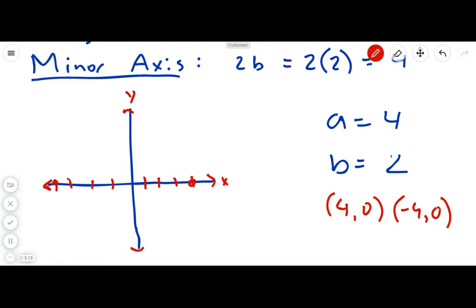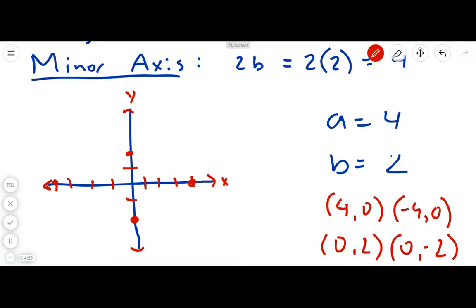Now we know for our b, which is 2. So we have the x-axis, right? Now we need to do the y-axis. So a is on the x-axis and b is on the y-axis. So we would have 0, 2, and we would have 0, -2. So let's do 1, 2. We would have right here, that's our b, and then -1, -2.